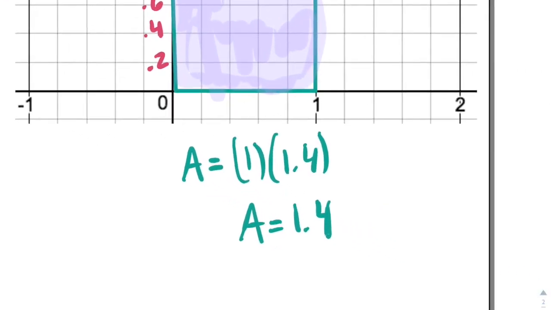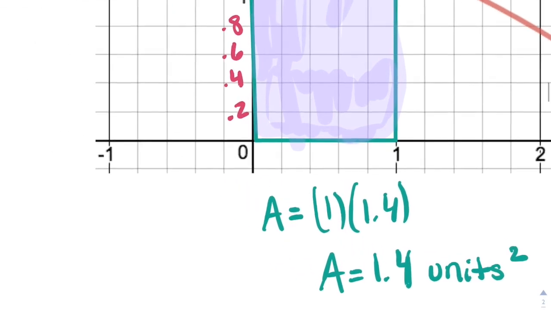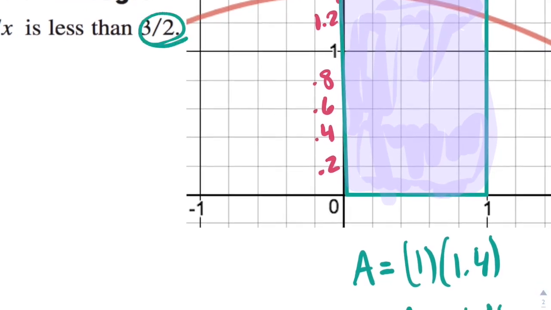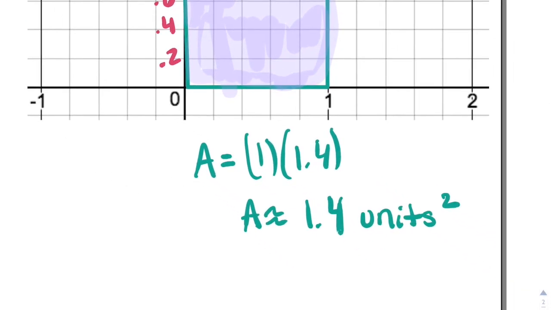So area is 1.4 units squared, approximately. So that proves it is less than the 1.5 that we see here. So 1.4 is less, well, let's just put it right here, less than 1.5.